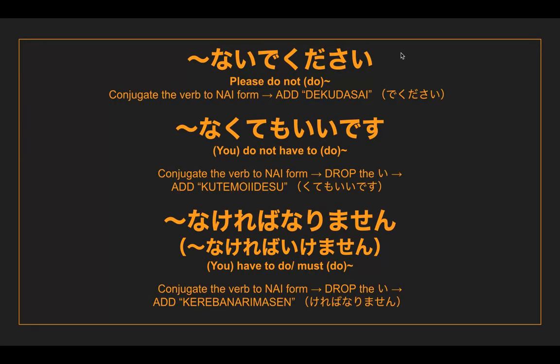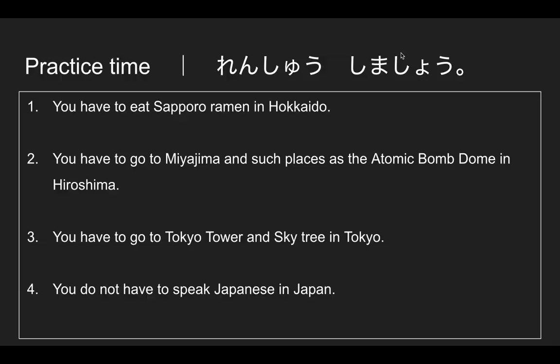Now, these are the ways to come about the nai de kudasai. So nai form, add de kudasai. Now you have nai form, drop i, add kute mo ii desu. Again, you drop i and then add kereba narimasen. Now, these are just practice sentences that I provided for you in the last video. So let's see if you're able to do them.